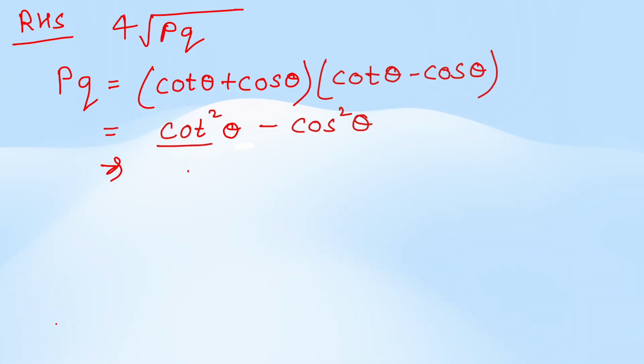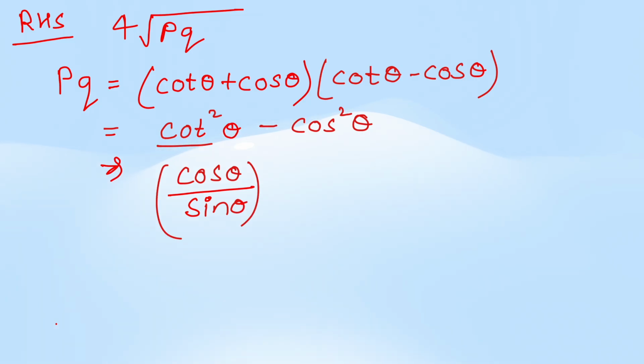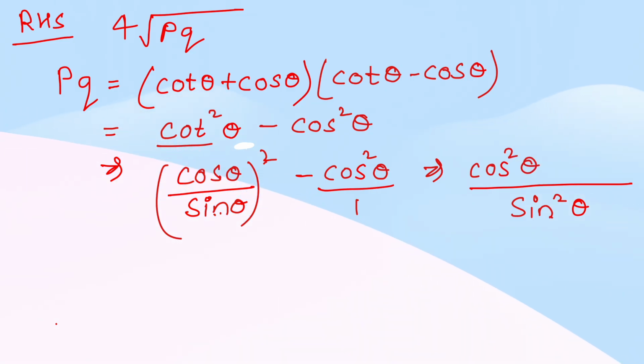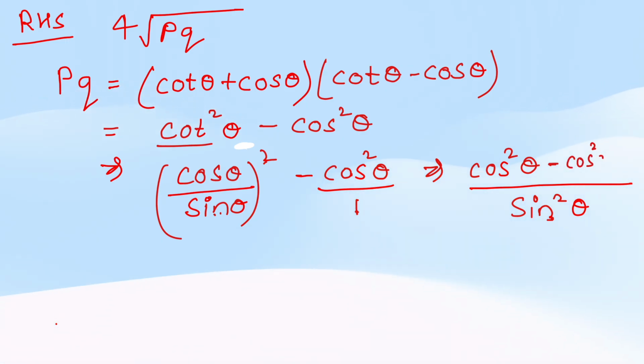Cot is cos by sine, and its whole square, minus cos square theta. Okay, let's take the LCM. It will be sine square theta and 1. The LCM will be sine square theta only. Sine square theta here, sine square theta here, so the numerator will remain the same. So cos square theta. Here 1 I am converting to sine square theta, so I am multiplying sine square theta in the numerator as well. It will become cos square theta sine square theta.